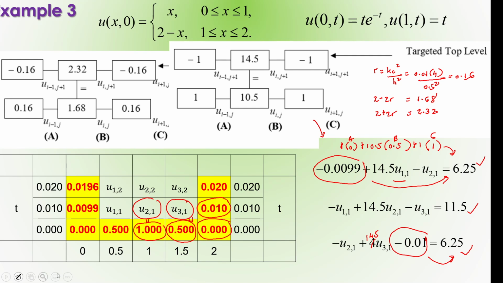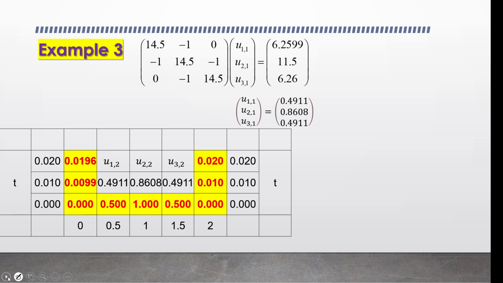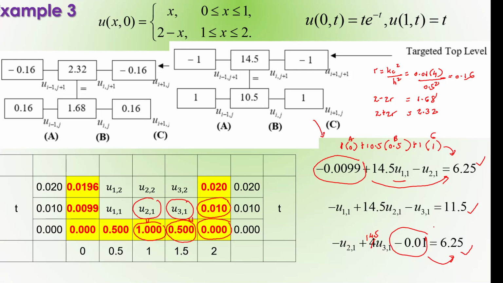Okay, let's see the next slide. That's what we obtain here. Then from here, 14.5 U11 minus U21, these two values you collect together.